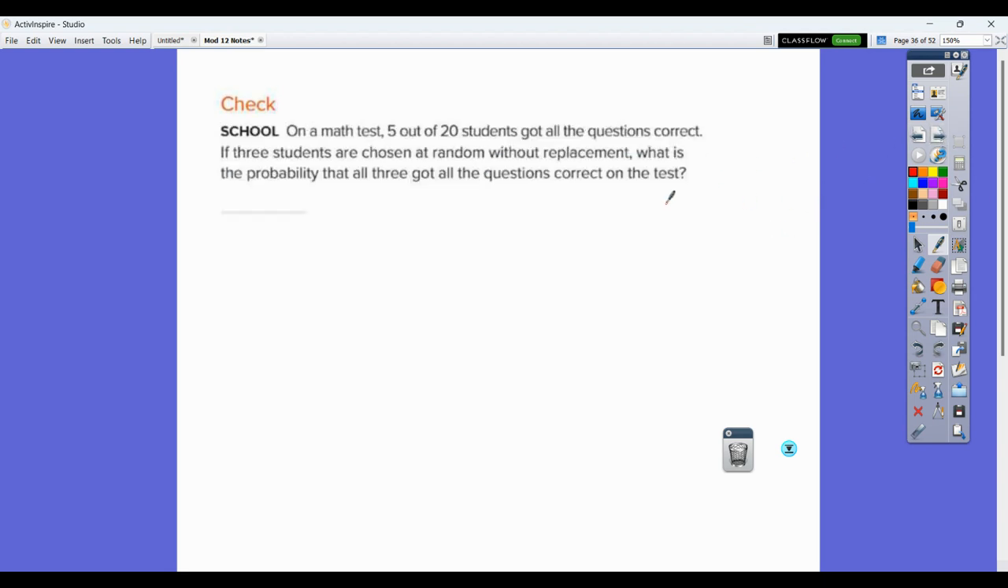On a math test, 5 out of 20 students got all the questions correct. If 3 students are chosen at random without replacement, what is the probability that all 3 got all the questions correct on the test? For the first person, 5 out of the 20 students have them all correct. Now we take that person without replacement and put them to the side. So now we're choosing another student, but we only have 19 students to choose from. One of the correct ones was chosen, so we only have 4 that got all of the questions correct.